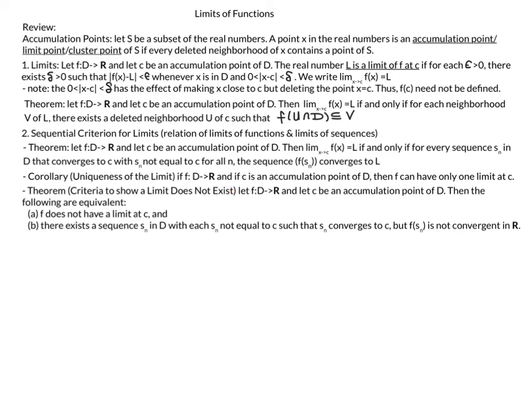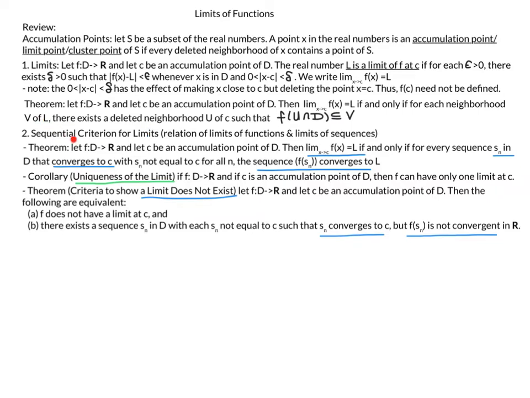Next, we have a theorem to show the criteria to show a limit does not exist. So we have: let f be a function from D to R, and c is an accumulation point of D. Then the following are equivalent. f does not have a limit at c, and there exists a sequence Sn in D with each Sn not equal to c such that Sn converges to c, but f of Sn is not convergent in R.